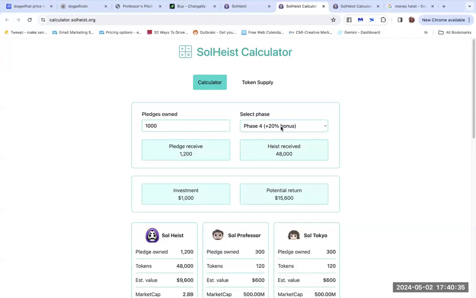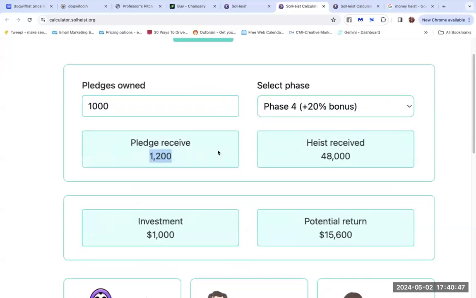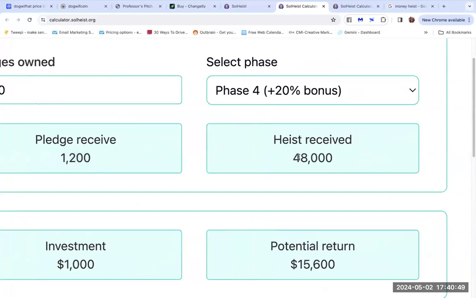So let's just say, be realistic. Let's say you got in late, phase 4, 20% bonus. And let's say you put 1,000 in. So 1,000 in pledges plus a 20% bonus gets you 1,200. You guys follow me, right? 1,200. That gets you 48,000 in Solheist tokens.